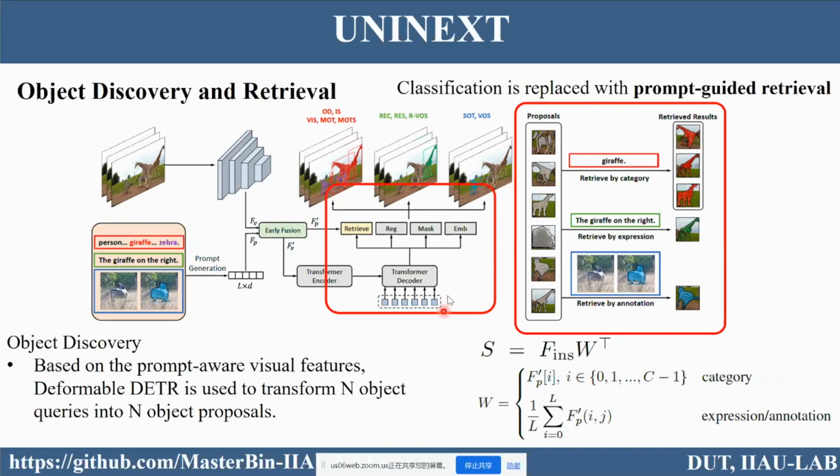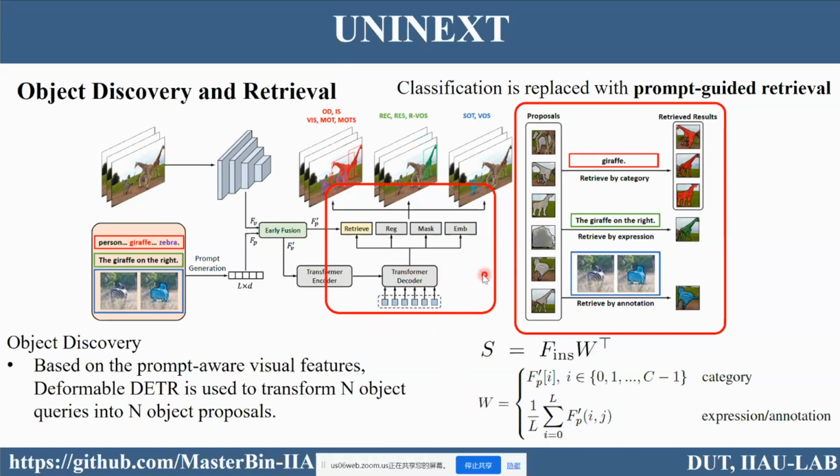And the third component, object discovery and retrieval. With discriminative visual features and the prompt representations, the next crucial step is to transform the input features into instances for various perception tasks. UniNext adopts an encoder-decoder architecture proposed by Deformable DETR for its flexible query-to-instance fashion. Based on the prompt-aware visual features, Deformable DETR is used to transform N object queries to N object proposals.